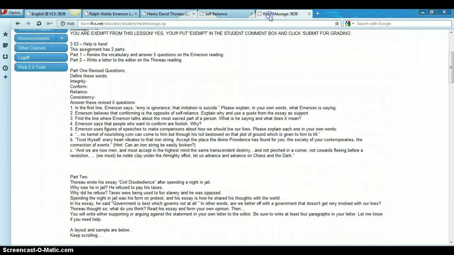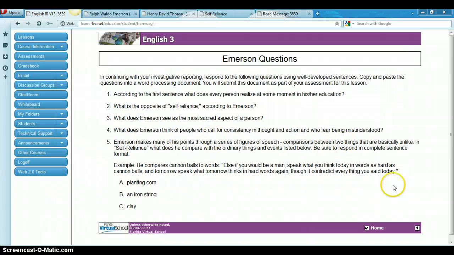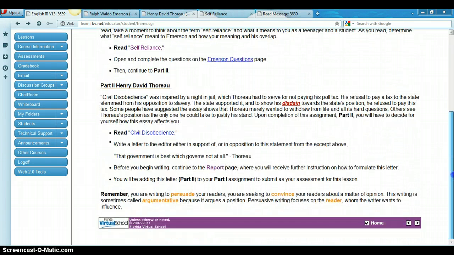So that's why I really would recommend that you use these revised questions, because it asks you what to do. It even says here, instead of saying, what did he say was the first thing, it says, Emerson says this, tell me what it means. So try using these revised questions. After you do that and you work on those questions, what you're going to need to do is part B of this assignment. Part B involves reading civil disobedience and then writing a letter to the editor.